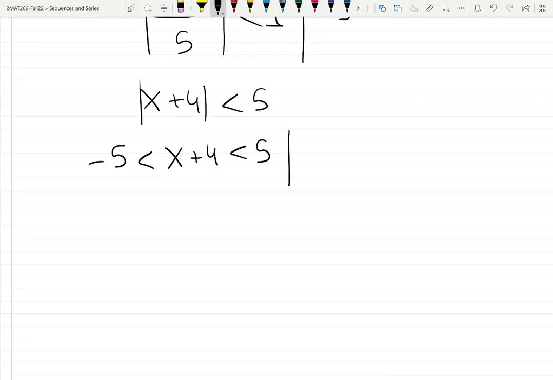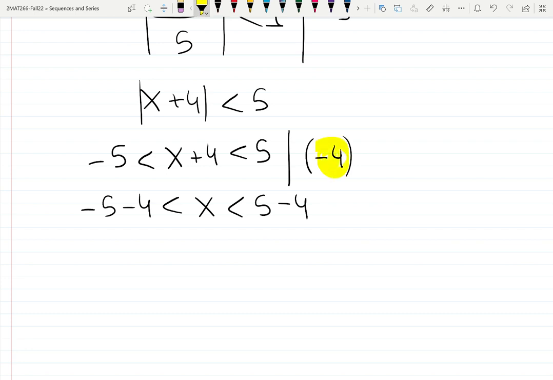How to solve this? Well, let's subtract 4 from all three sides. It's going to be minus 5 minus 4, x plus 4 minus 4, that's x, and then 5 minus 4. Make sense? Reminding you how to solve inequalities. And the answer follows. x is between minus 5 minus 4, which gives you minus 9, and 1.